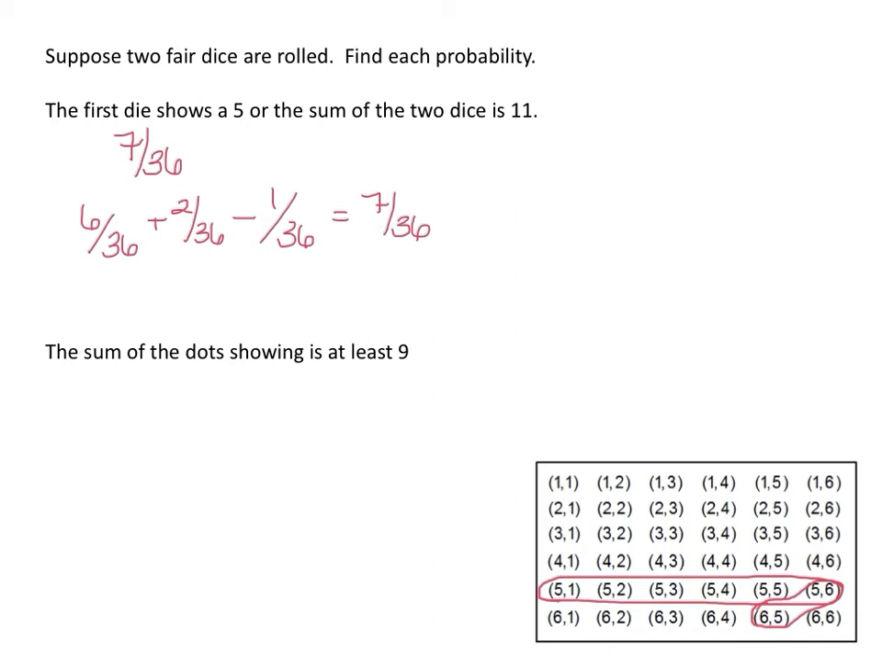Taking a look at the next one, the sum of the dots showing is at least 9. Please pay attention. At least means it can be more than 9. So where do we have 9? Well, here's 9. And then all of these. So if you just look at the sample space, you can count them. You have 10 out of 36.